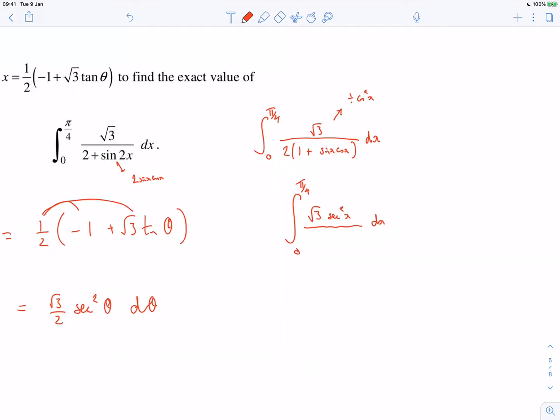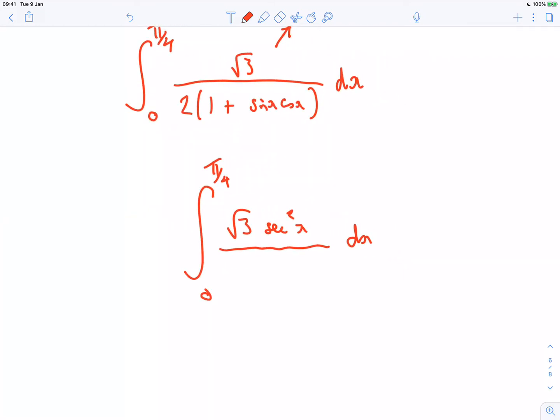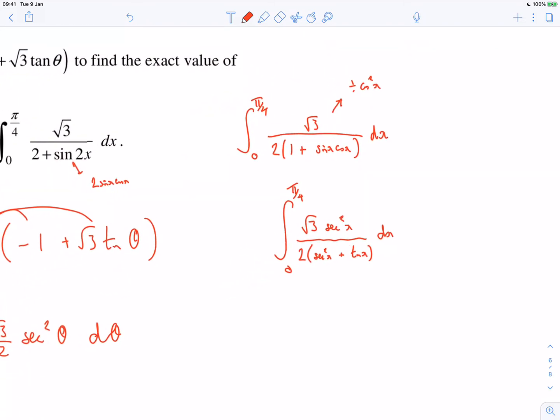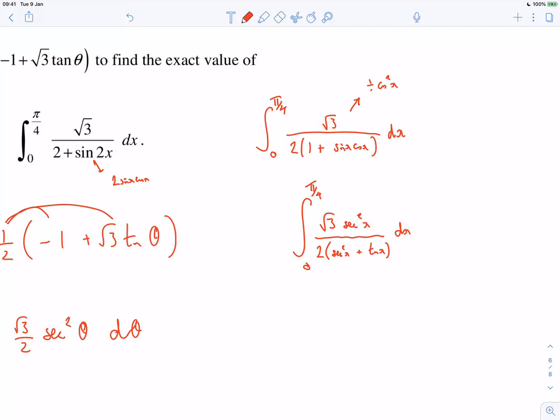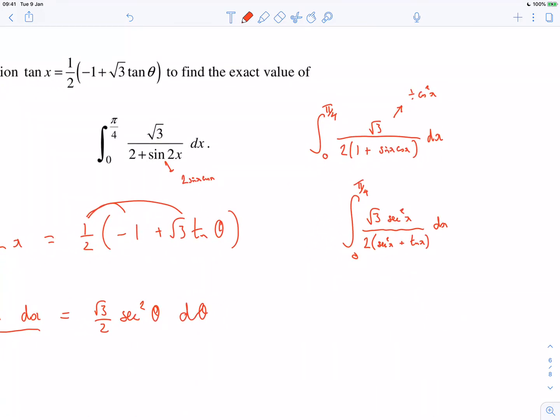On the bottom, now think about it. If we divide by cosine squared, then I'll have 2 lots of 1 divided by cosine squared just becomes a sec squared x, plus, and then sine x cos x divided by cos squared. Well, we divide by cos x once, it's just going to become a sine x divided again, it's going to become a tan of x dx. Okay. Right.